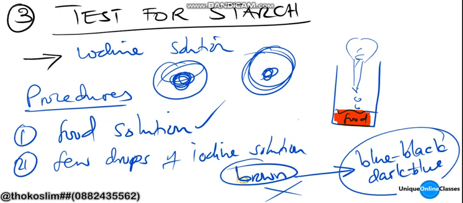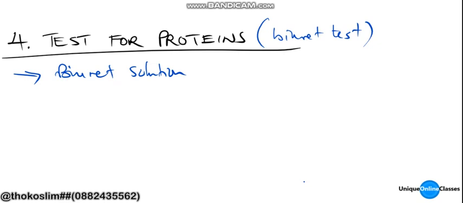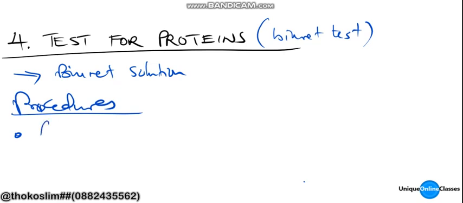And the next thing we need to discuss here is testing for proteins. In testing for proteins, we use biuret solution. Biuret, spelling, B-I-U-R-E-T. That is why sometimes testing for proteins is known as the biuret test. It's the same thing. So that's our reagent, and our procedures. The first thing is to obtain the food solution. If your food sample is in solid form, you have to crush it and add distilled water to obtain the food solution.